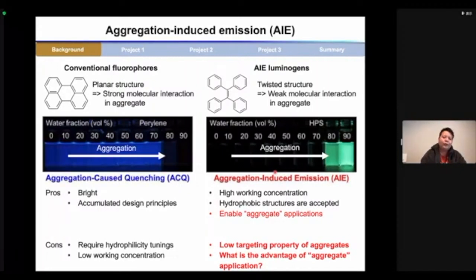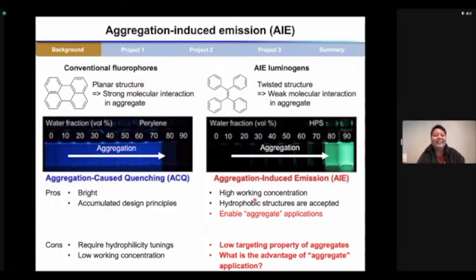And most importantly, it does enable aggregate applications. AIE luminogens have enabled the use of molecular aggregate systems in biological systems. However, there's a disadvantage as well. First, AIE agents can be used at high working concentration and give higher signals.